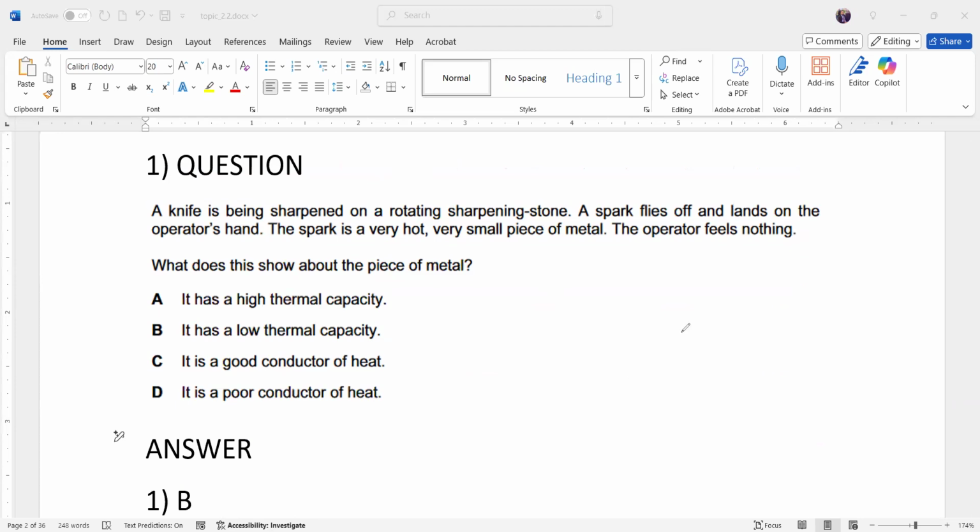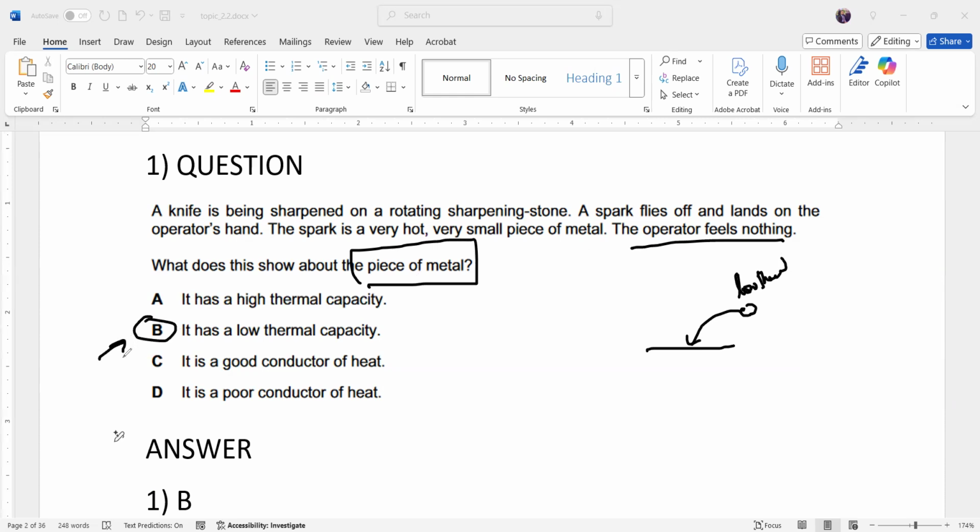Because look, it is a piece of metal which falls on the hand of the operator. What does it show about the piece of metal? Metal is a good conductor. But we know all metals are good conductors, yet the operator feels nothing. If the operator feels nothing, it means this piece of metal, or spark, is not carrying too much energy, or it does not store too much energy, or we can also say it has a low thermal capacity. That's why B will be the right answer.